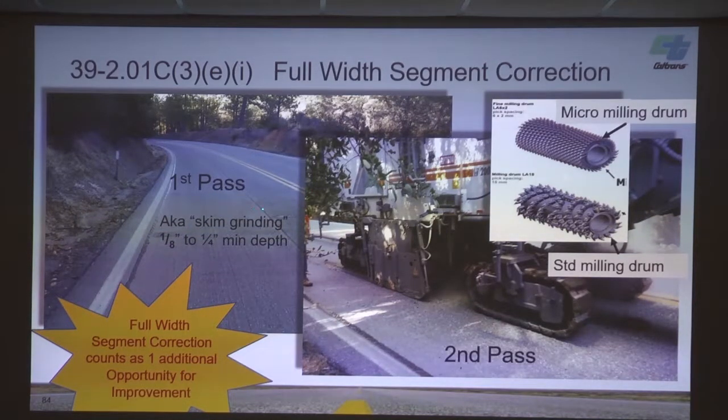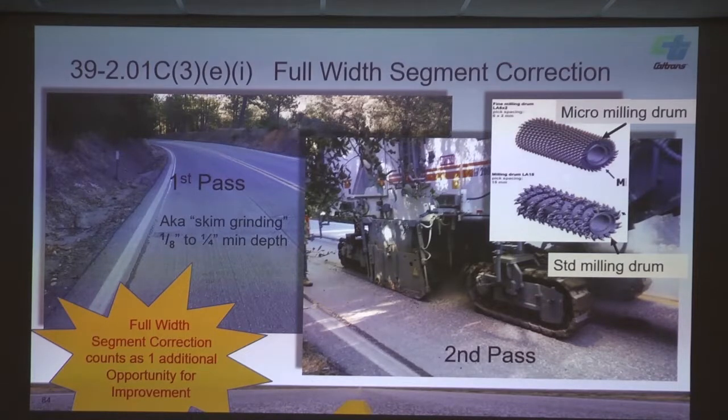So it might be a 1/16 of an inch in some places; on average, it might be a 1/4 inch. Here we were looking at 1/8 to 1/4 inch minimum depth. And when you try to measure that, it's not really easily measured. You're just trying to skim off a little bit. So that's full width segment correction. Do this for a full tenth mile, you get paid one each.